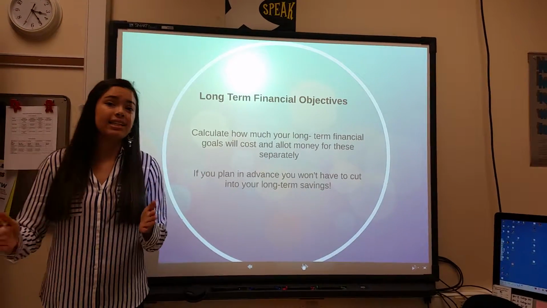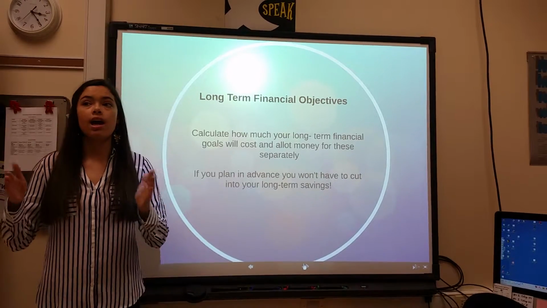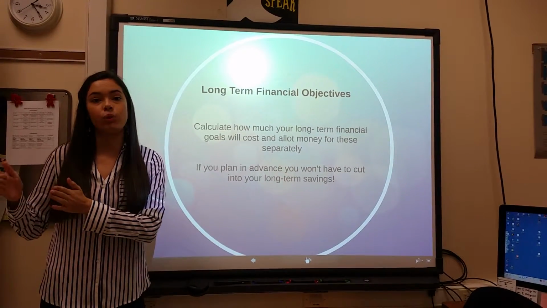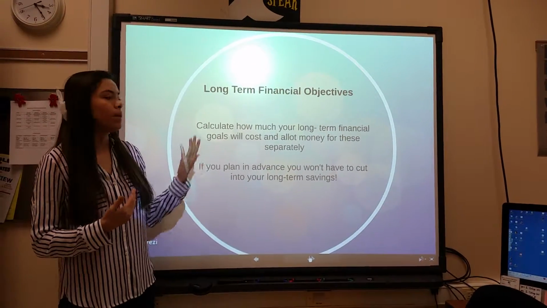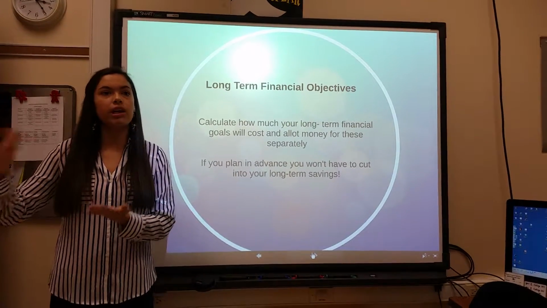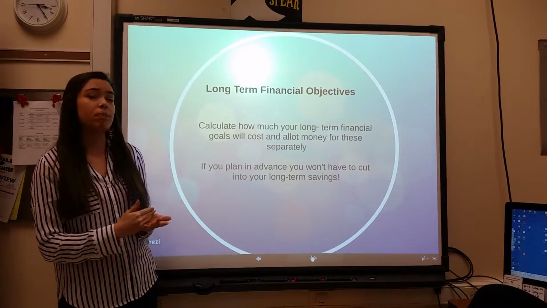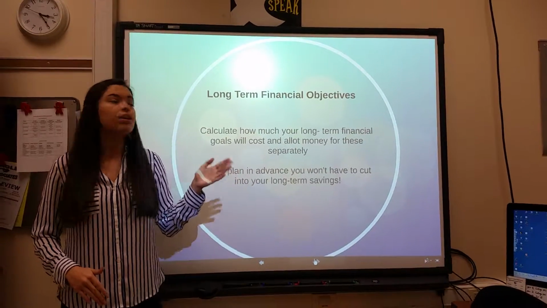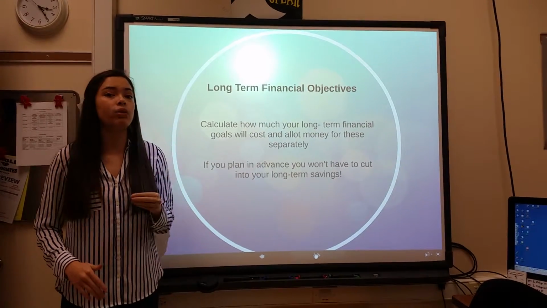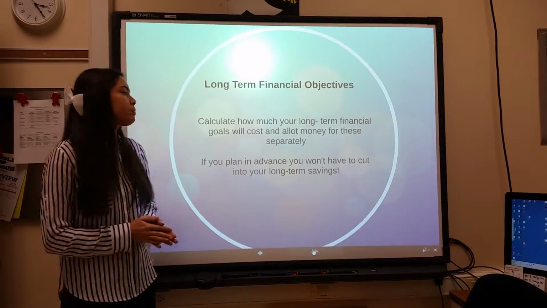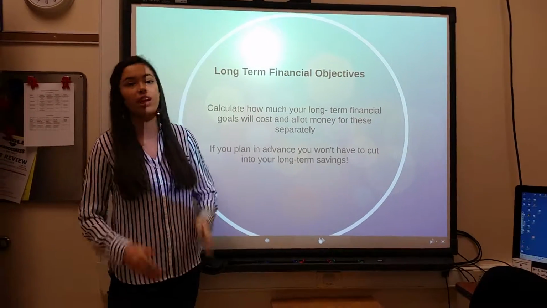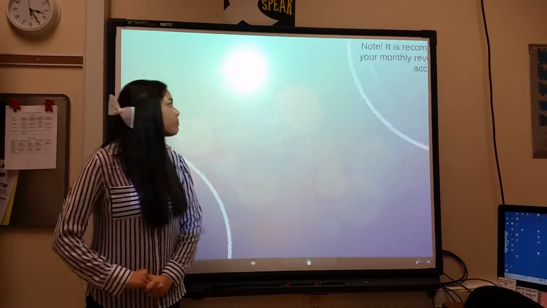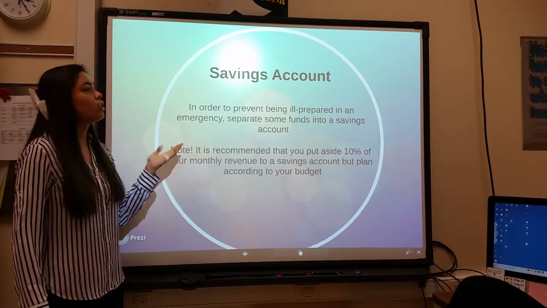Each month you want to set aside a certain amount of money and put that aside as part of your car budget. This will build up over each month if you set it aside and plan for it in your budget. So any long-term financial objectives that you might want to have, make sure you have a category for them in your budget. This way you won't have to cut into your money when you want to buy it.